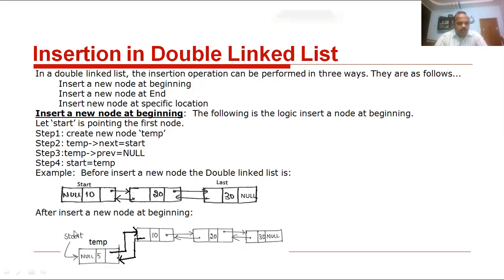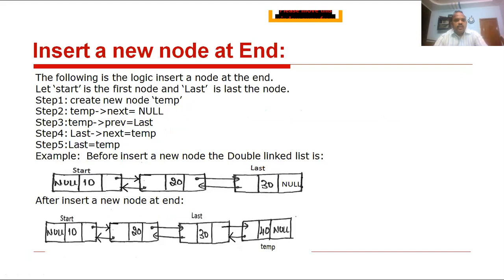Next one is start equal to temp. Then the start position moves from here to here. Now start and temp are pointing to the same location. Clear? I will explain this in tomorrow's class using the board. Clear? Next, insert a new node at the end.